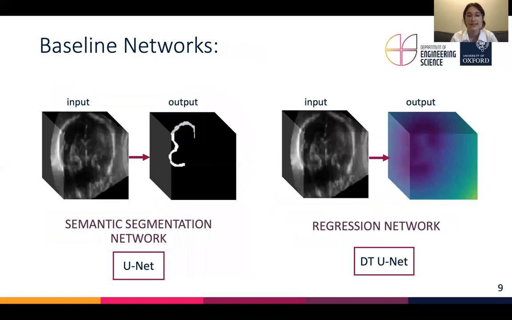We then compared it to baseline networks. Our first is just a simple UNet design where we give it an input of our three-dimensional ultrasound and ask it to segment the binary classification task of our cortex. And then we also compare it to a regression network where we ask it to predict the distance map from the cortical plate to the rest of the volume, which is our auxiliary task for our MNet. We'll refer to that as DT-UNet.